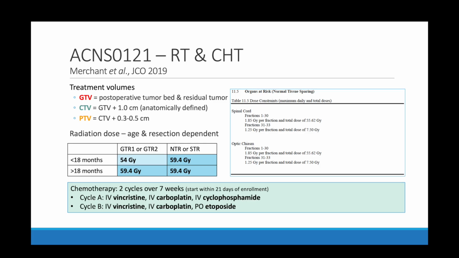So only patients that were less than 18 months old with either a GTR1 or GTR2 resection got 54 gray, but otherwise it was 59.4 gray. And then we did talk about the chemotherapy already, but patients that had subtotal resection went on to get 2 cycles of vincristine-based chemotherapy over 7 weeks. And then they were reevaluated for surgery. And whether or not they got surgery, afterwards they would get radiation.